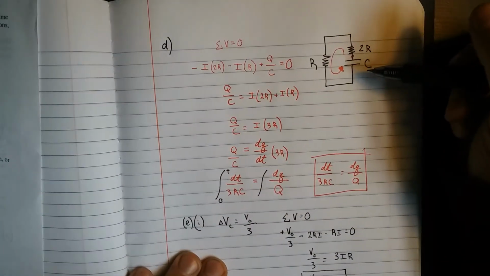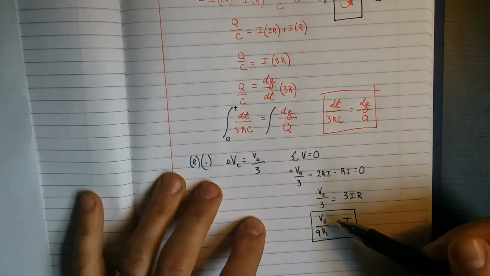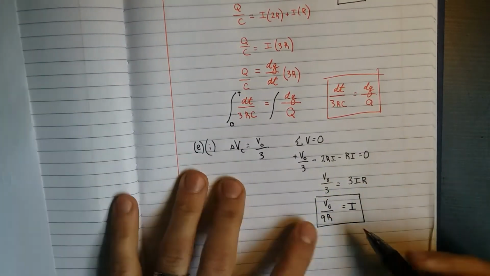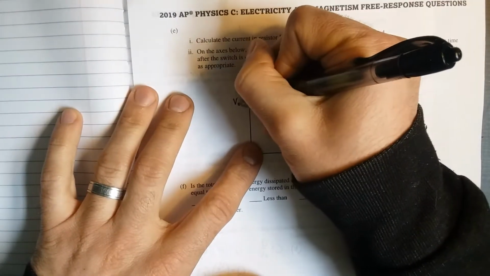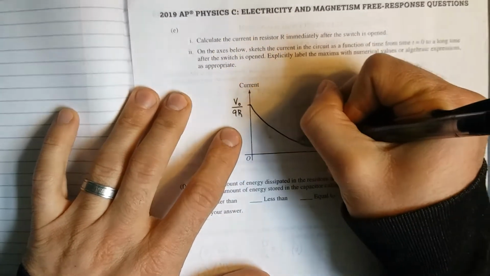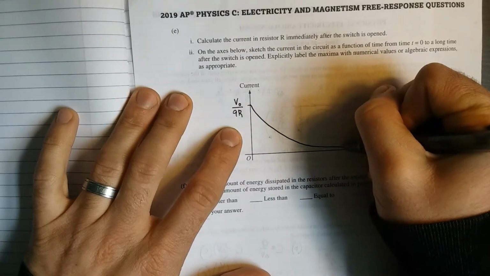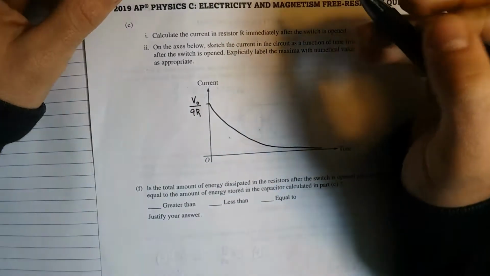Because all the voltage stored here, which is V naught over 3, gets slowed down by those 3 resistors. And V naught over 3 divided by 3R equals V naught over 9R. That's how our current starts, and then it asymptotes to 0.